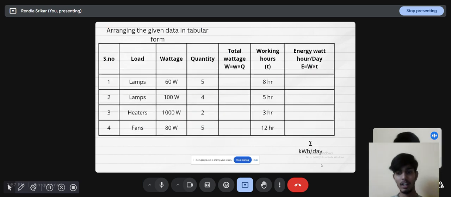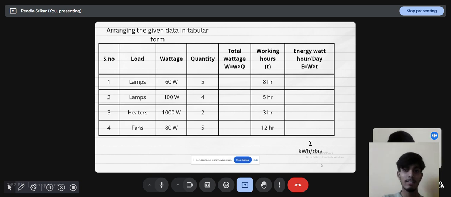In this kind of numericals, we form a table which includes the load, that is the different appliances, the wattage, which is specified in the question for the different appliances, the quantity, total wattage, working hours, and energy in watt-hours per day. Here we have two unknowns, which are the total wattage and the energy per day.